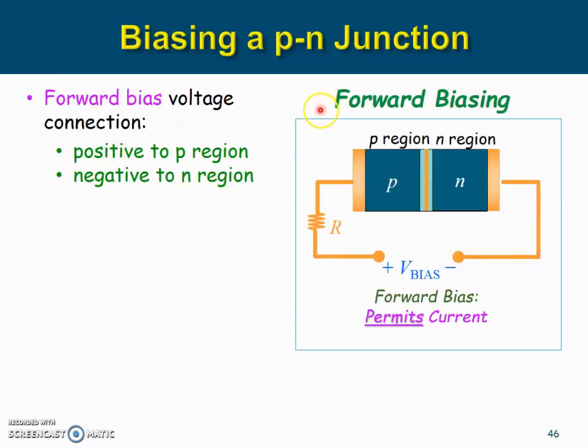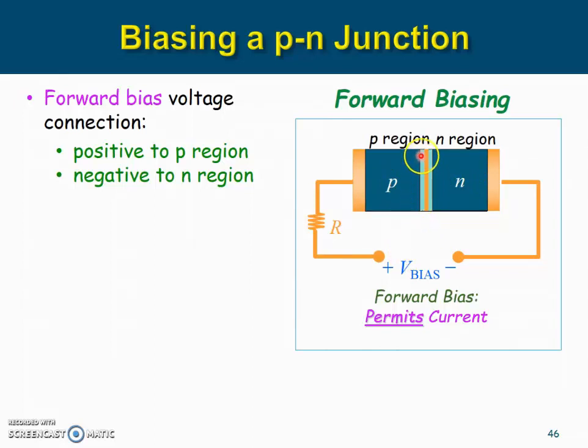This circuit shows the connection of a forward biased PN junction. The resistor is to limit the current flowing through and protect the PN junction.